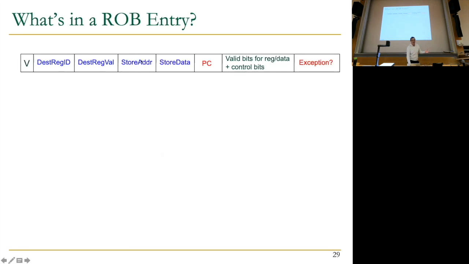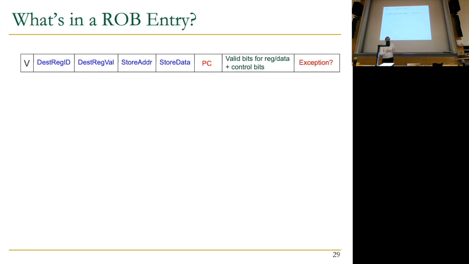You need to have the store address, right? Because you need to update the memory also in order, in program order. So you need to have the address of the memory location that you're going to write to. You need to have the data that you're going to write to that memory location. This is a valid bit of the reorder buffer. Basically, is there an entry here? The program counter of the instruction that's used for exception handling.